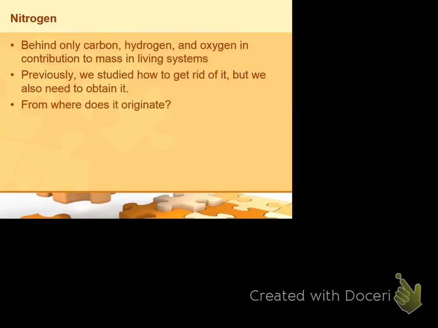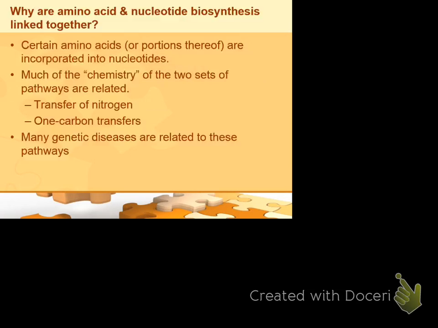Because behind only carbon, hydrogen, and oxygen, it's number 4 per mass in all of the living systems. So we actually do need a lot of nitrogen, but we also know that it's a little difficult to get rid of it. So where does our nitrogen come from? Amino groups. Right. But where from? We don't make nitrogen. You're going to have to consume it. We don't have a way to utilize it from the air, even though 80% or more of the air is N2. We don't have that ability to fix the nitrogen.